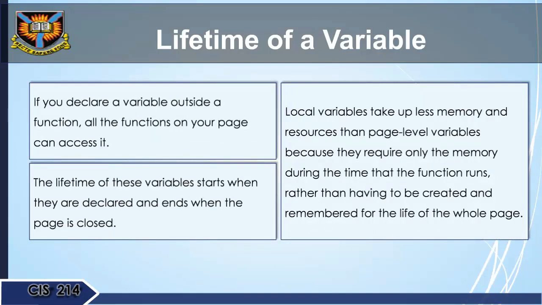If you declare a variable outside the function, all the functions on your page can access it. The lifetime of these variables starts when they are declared and ends when the page is closed. Local variables take up less memory and resources than page-level variables because they require only the memory during the time that the function runs, rather than having to be created and remembered for the life of the whole page.